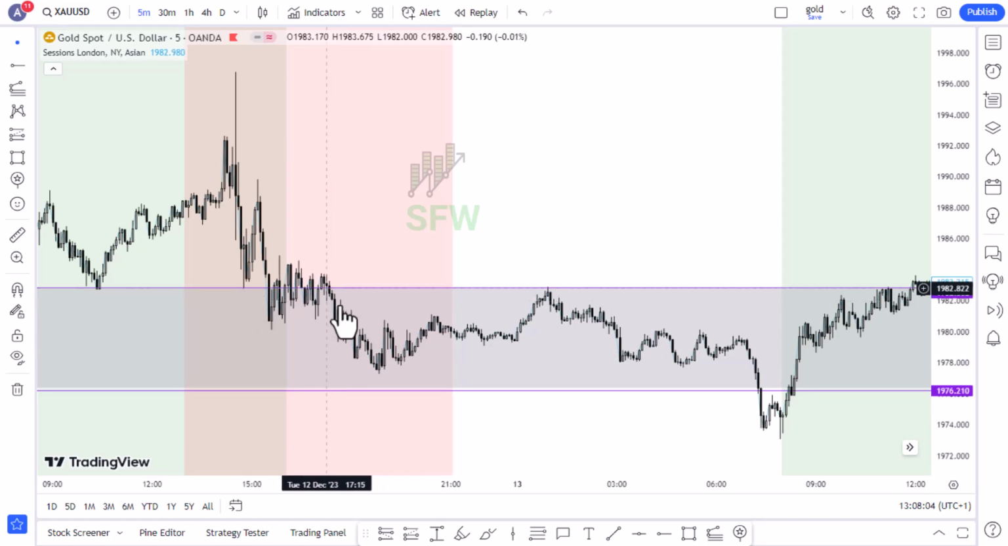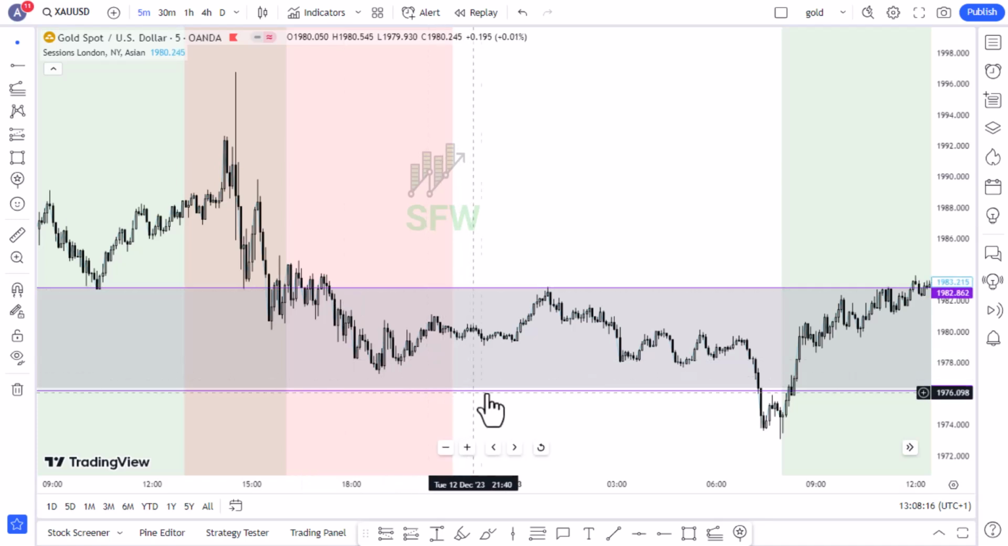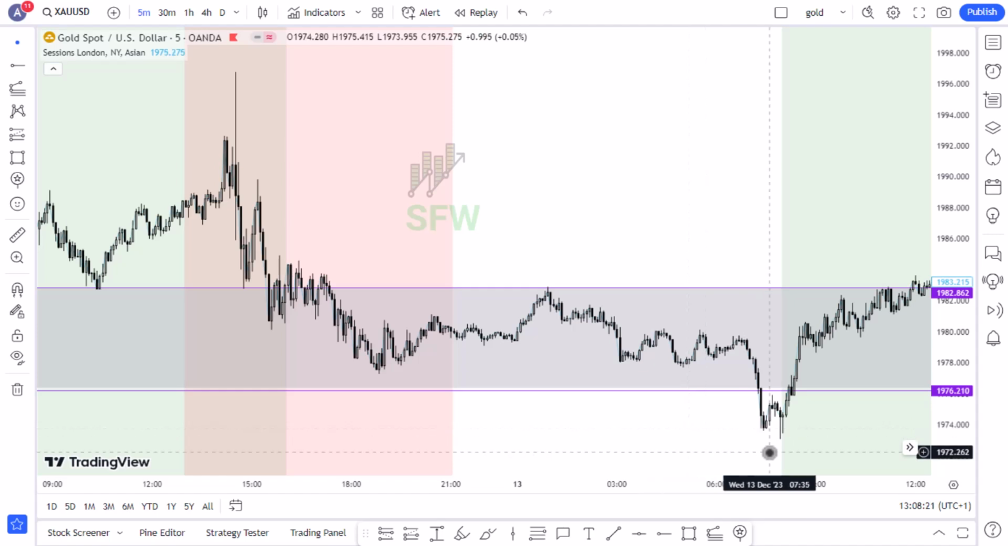Why? Simply because price traded below. If we want to take a buy position, we don't want to see price closing below the high of that order block. Neither do we want to see price closing below the low of that order block. Then we can anticipate taking a buy position.